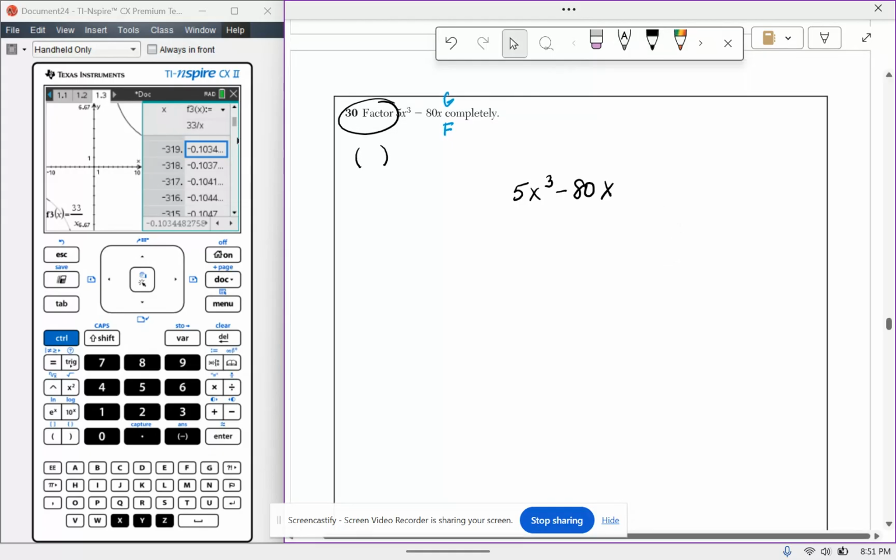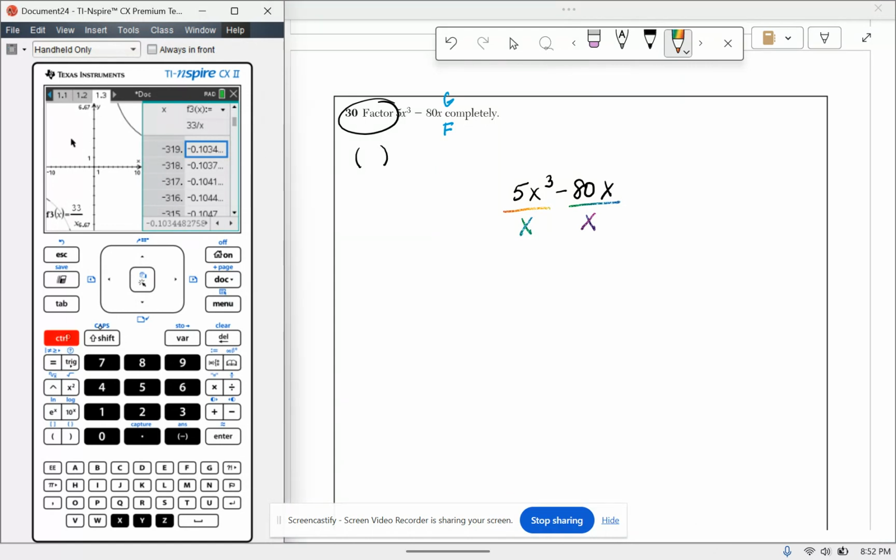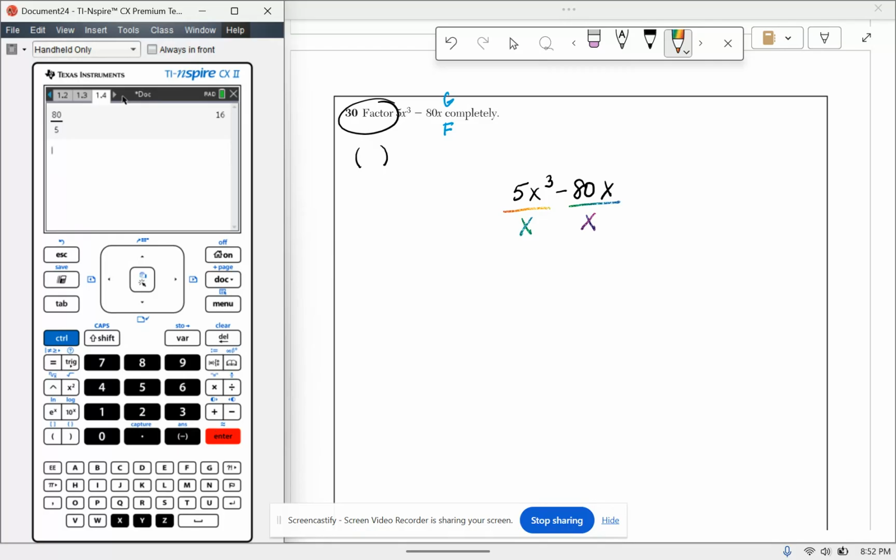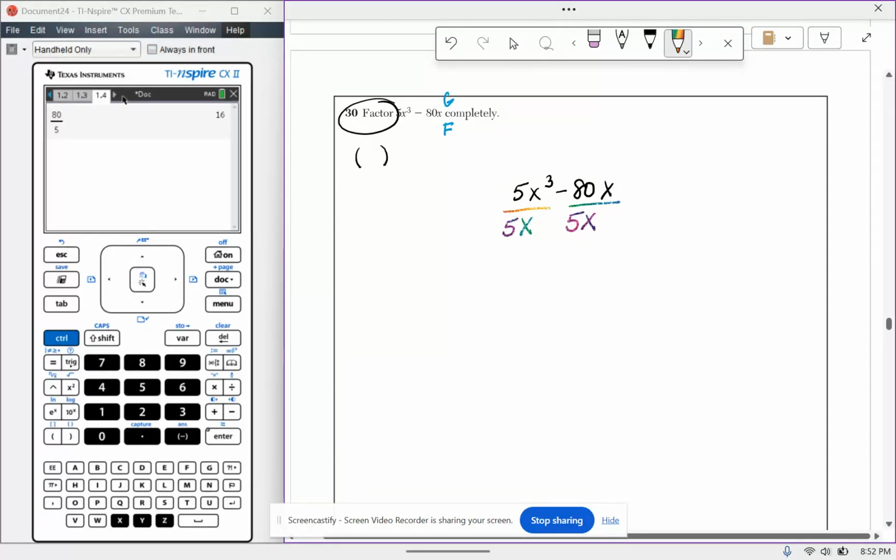So I'm going to see if I can identify a GCF. What do 5x cubed and 80x both share? They both have a GCF of x. Let's see if they have a GCF of a number. Does 5 go into 80 nicely? Let's see. 80 divided by 5. Oh, it does. Okay, so our GCF is now 5x.